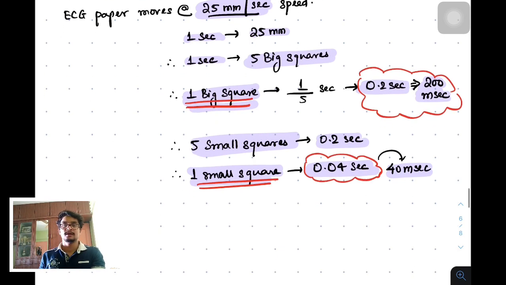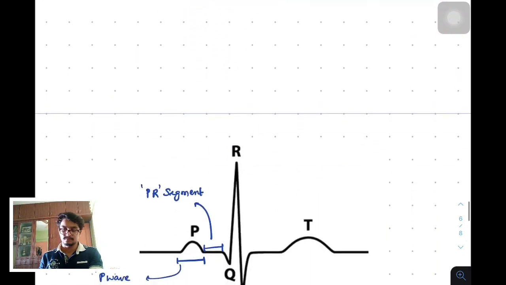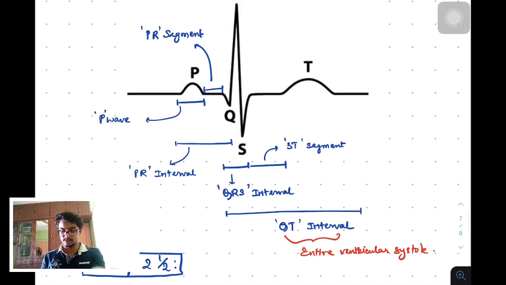We will be defining the duration of each event, like each wave, each interval, each segment of the ECG, with respect to this. We can even calculate the heart rate of a patient if you compare the RR interval and count the boxes, we will be able to know the rate of the heart. Now, before we talk about the duration of the segments, first we'll talk about what these segments are.